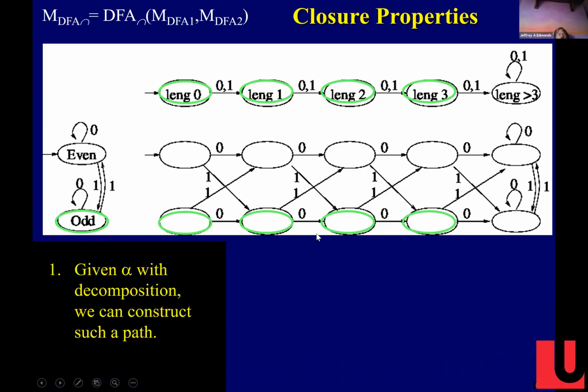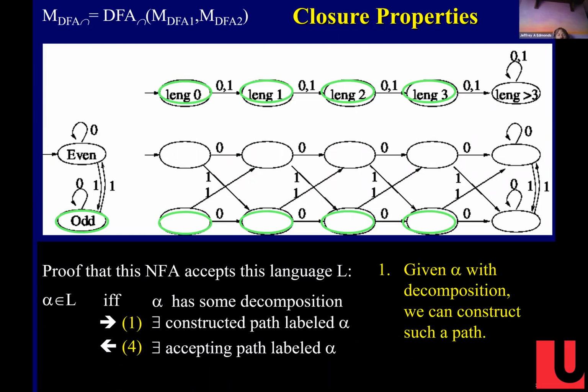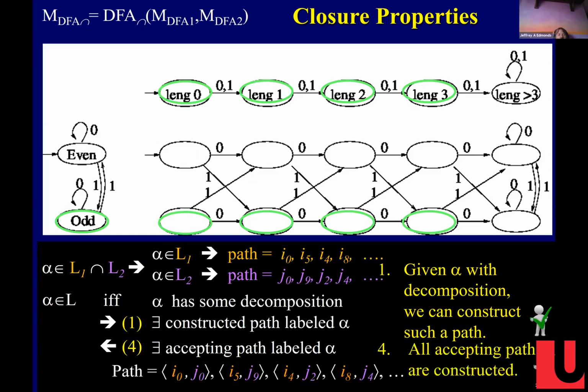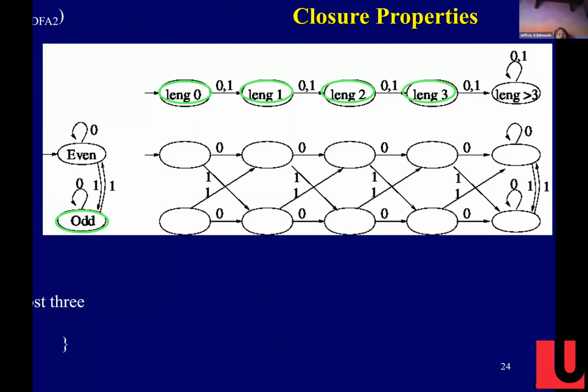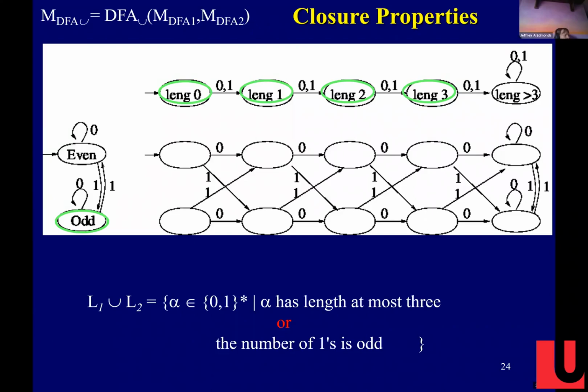So if you wanted to do union, yeah, let's skip all this. Sometimes I put here a more formal proof that it works, and we're just going to skip over that. All right. So now how do we do union?